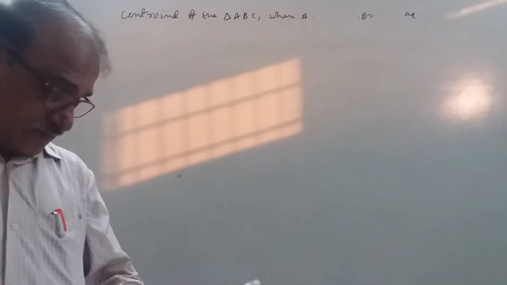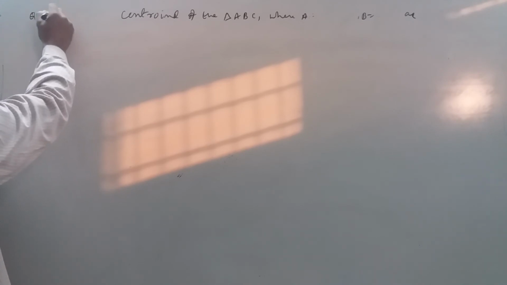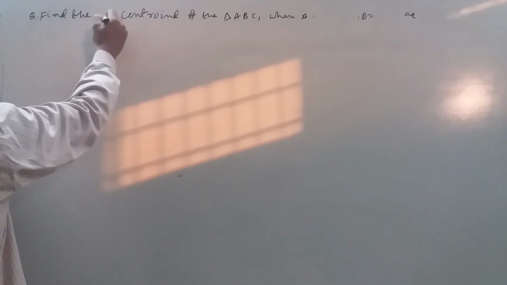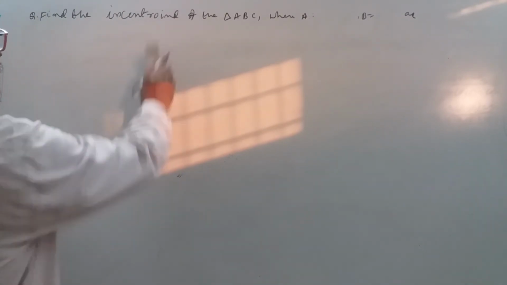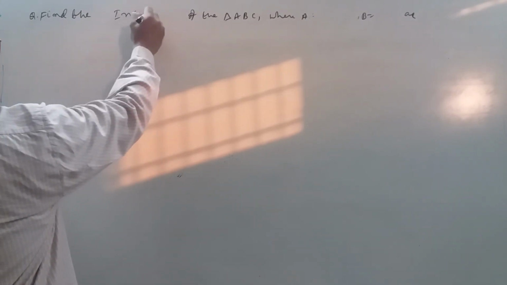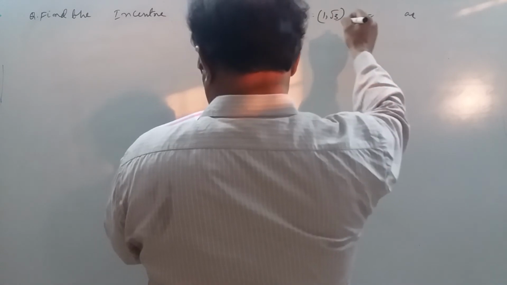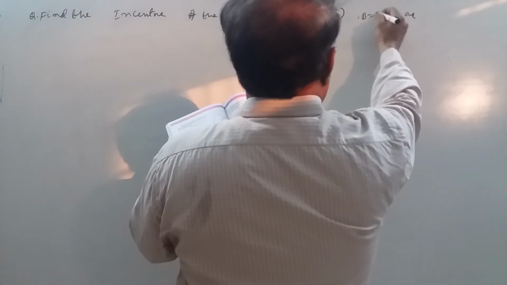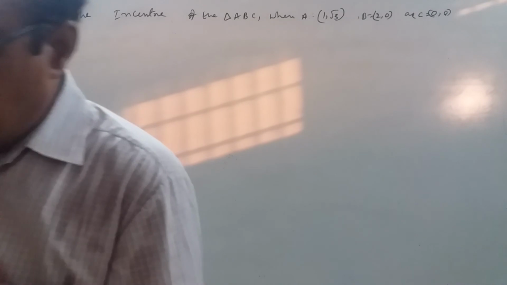Here we can discuss one thing. The question is: find the incenter, so not centroid. Incenter of the triangle ABC wherein A is equal to (1, root 3), B is equal to (2, 0) and C is equal to (0, 0).